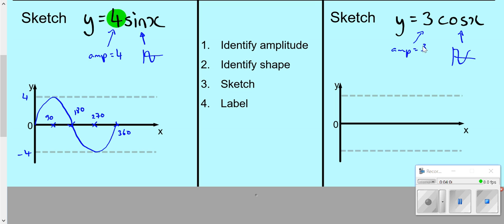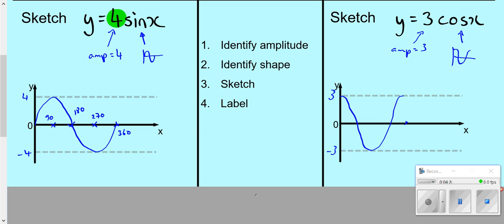Cos graph is slightly different, because it's not starting here at 0. It normally starts at 1. But with the amplitude being 3, it's not starting at 1, it's starting at +3. And then it's going to go down, normally to -1, but because the amplitude is 3, it's going to go down to -3. And then I've got my normal cos graph shape. So down and then back up. It doesn't need to be perfect, it just needs to roughly resemble it.